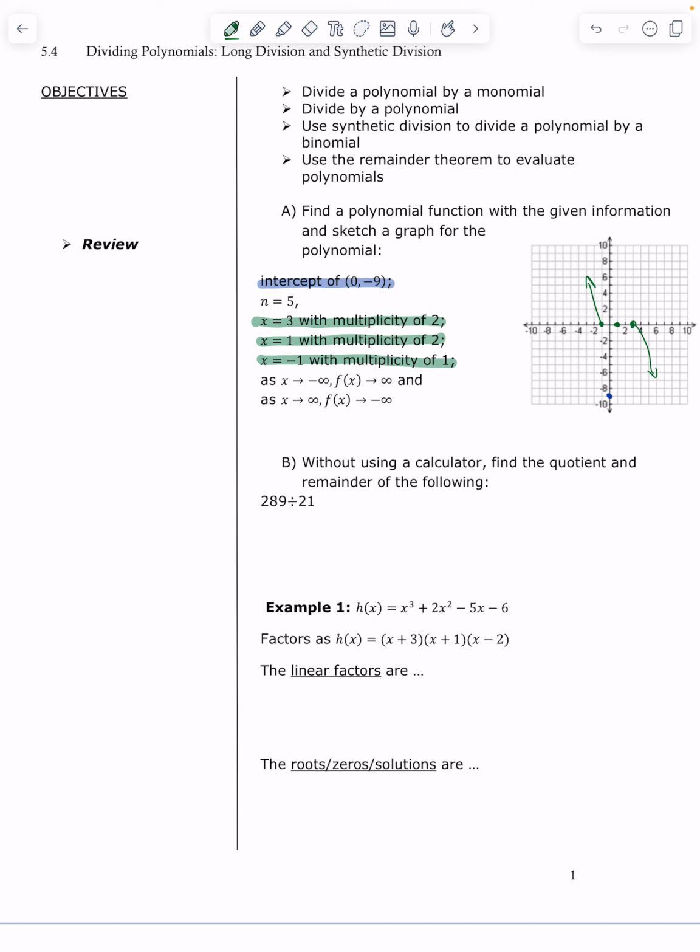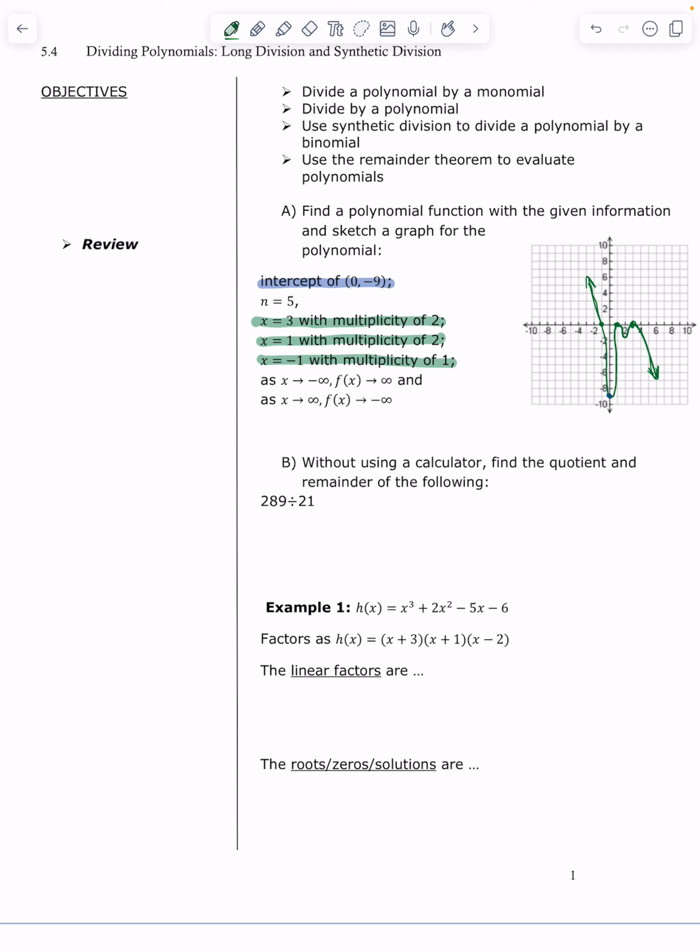X = -1 with a multiplicity of 1. We know that our function goes straight through at -1. We come down and hit (0, -9). I have a multiplicity of 2 at x = 1, so it's going to touch and bounce off. And I have a multiplicity of 2 at x = 3. It's also going to touch and bounce off. Not really worried how precise it is beyond that.